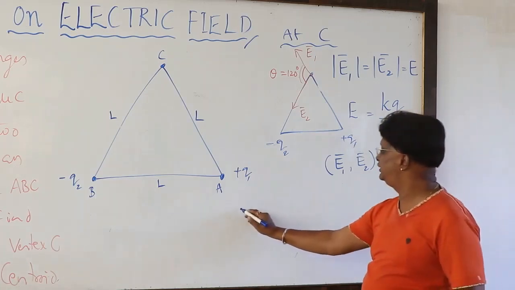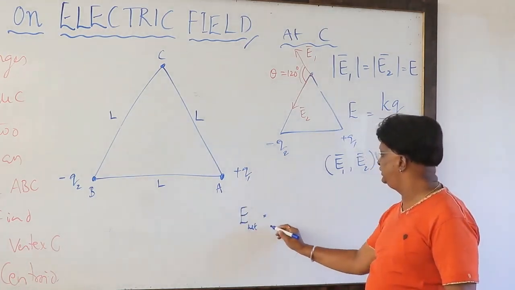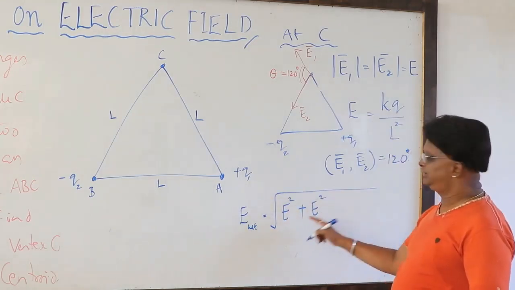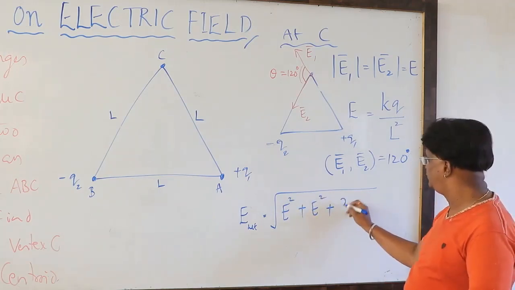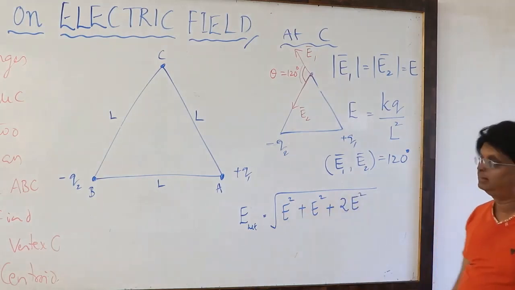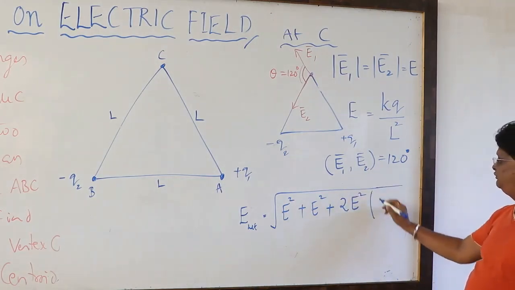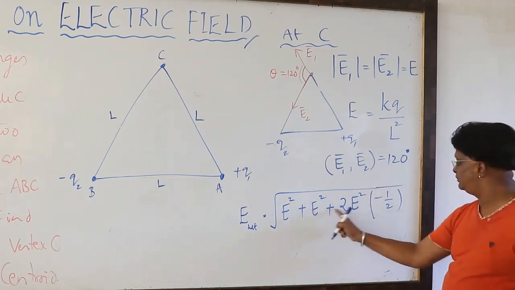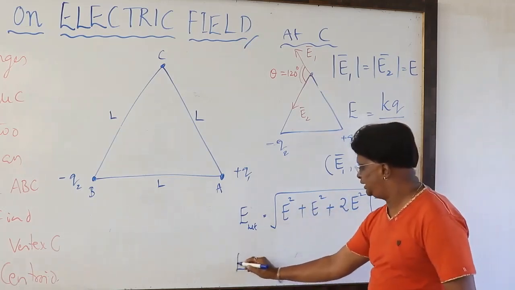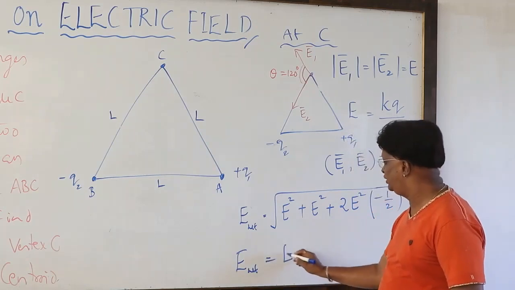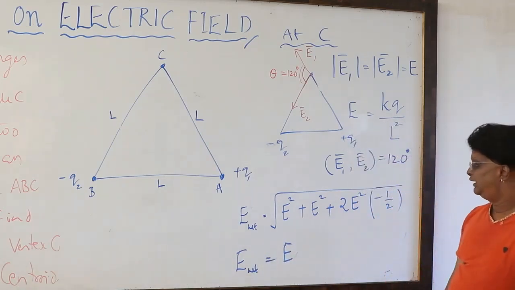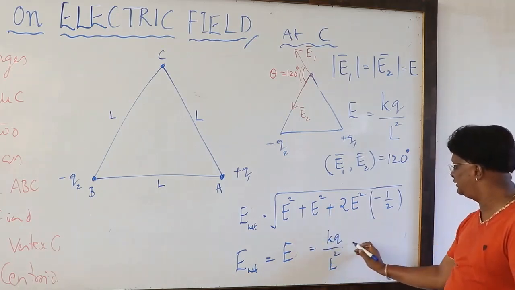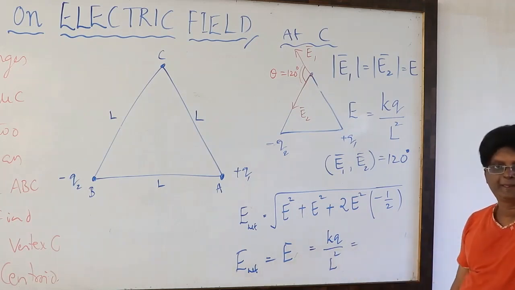Therefore now I am writing the net intensity. So net intensity is root of P square plus Q square, both the same in magnitude, plus 2 times E square, and this is cos 120, which is minus 1 by 2. Right? The 2 gets cancelled, therefore it is E square minus E square. And of course the very simple answer finally is E net is equal to E only. Right? E net is equal to E only, and what is that value? We have taken it as KQ by L square. Now substitution and simplification is your job.